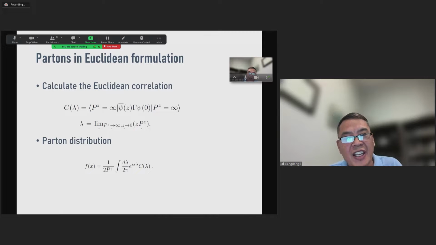Or if I have a coordinate space correlator, all I need to calculate is the equal-time correlator in a frame in which the momentum of the hadron is equal to infinity, and I Fourier transform this correlator, and that will give me the parton distribution functions.